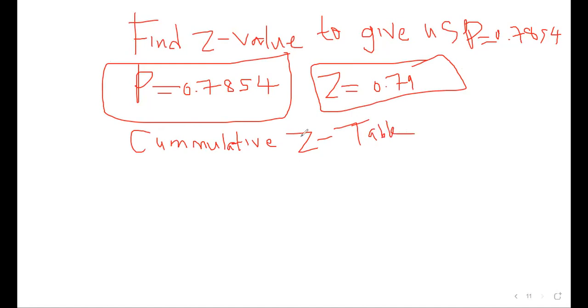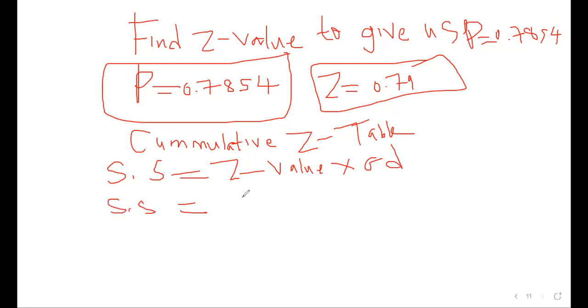So that is what we have. So meaning that our safety stock is equal to Z value multiplied by the standard deviation of demand. So our safety stock is equal to Z value, 0.79, multiplied by 75. So our safety stock is equal to 0.79 multiplied by 75, which is 59.25.